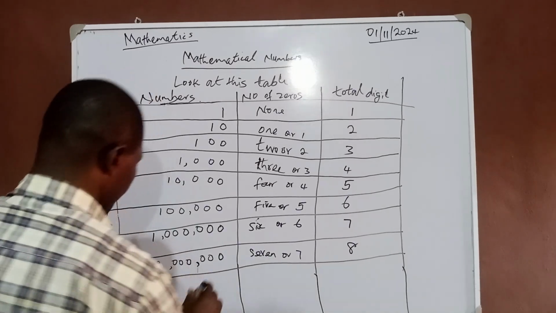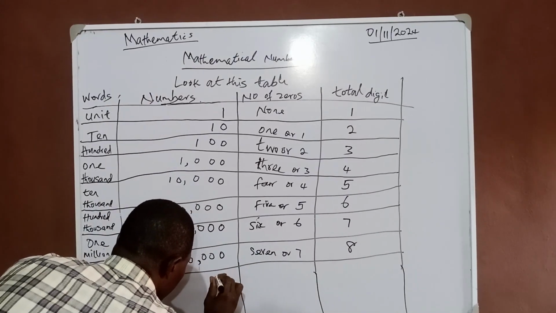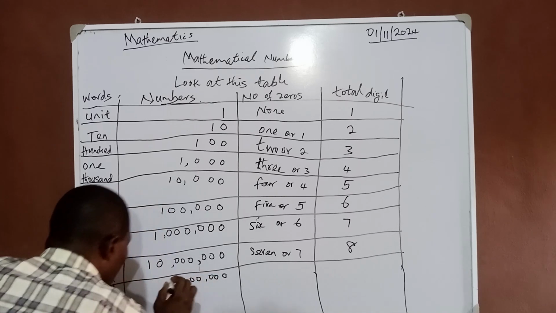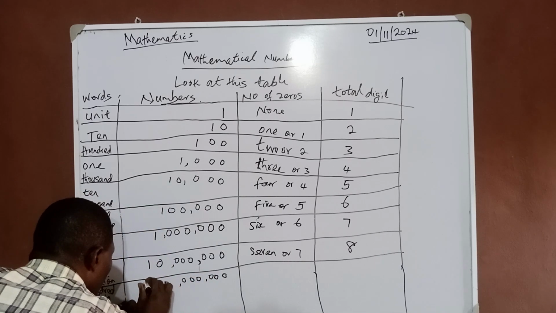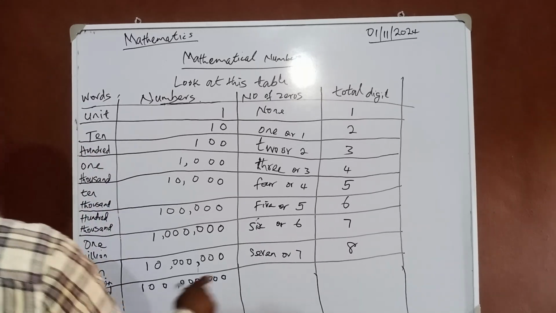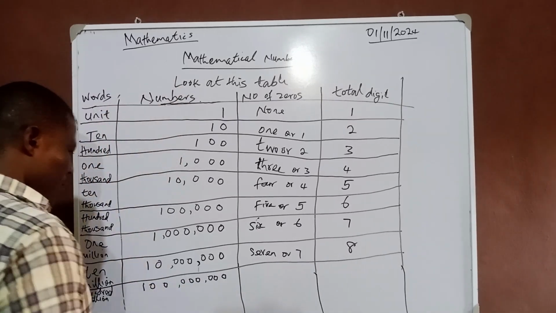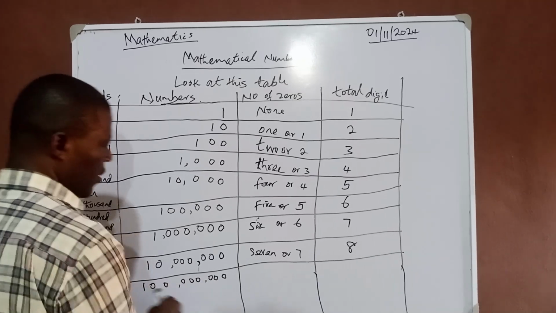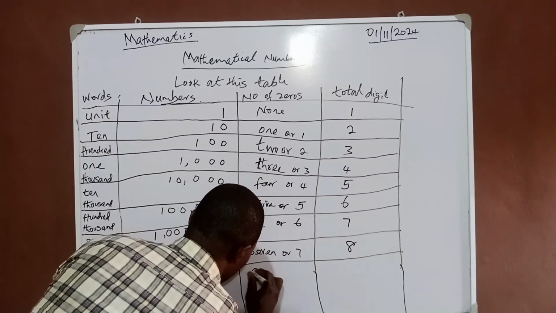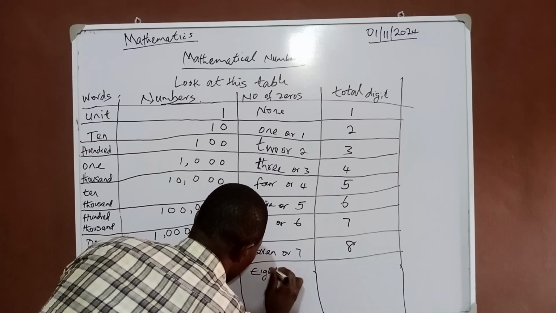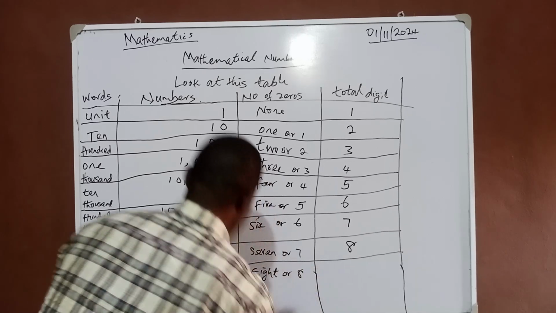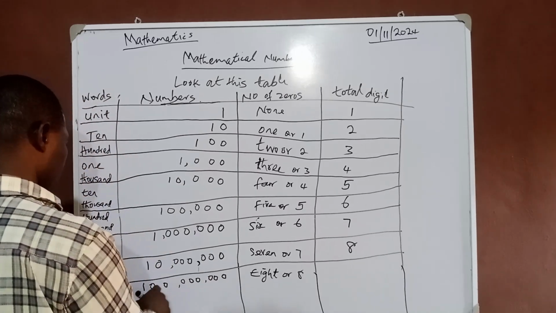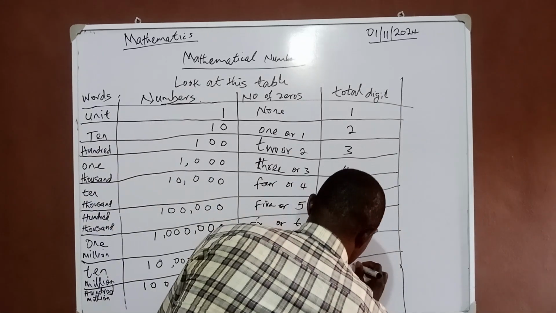How do you write the 100 million in figure? 1, 2, 3, comma. 1, 2, 3, comma. 1, 2, 1. This is 100 million. How many zeros do we have in 100 million? 1, 2, 3, 4, 5, 6, 7, 8. You have 8. How many digits do you have in 100 million? 1, 2, 3, 4, 5, 6, 7, 8, 9. You have 9 digits.